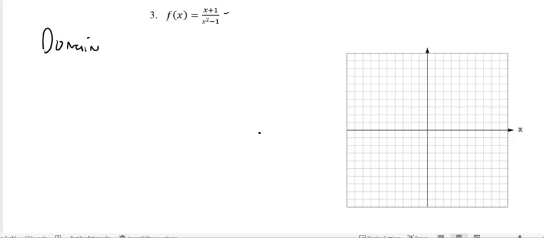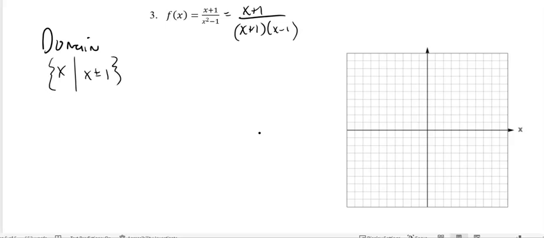I set the denominator to 0 and solve, so I'd have x plus 1 over x plus 1 times x minus 1. So the domain are all real values as long as x does not equal plus or minus 1. And from that I say, okay, what's happening at 1 and negative 1? Well, there's a like factor that goes with x plus 1, which is the 0 of x minus 1. So there's a hole then when x equals negative 1.